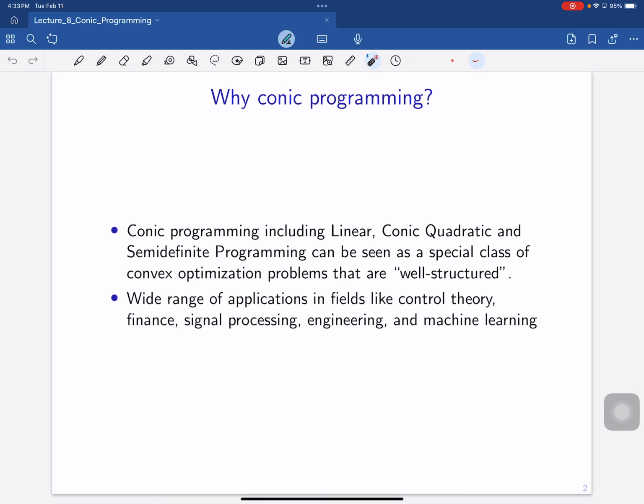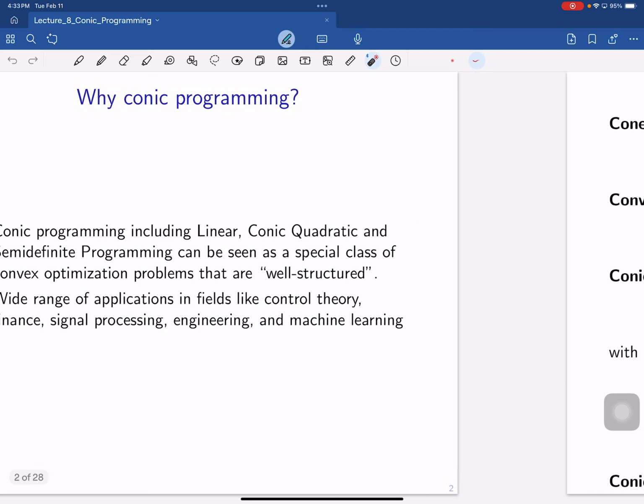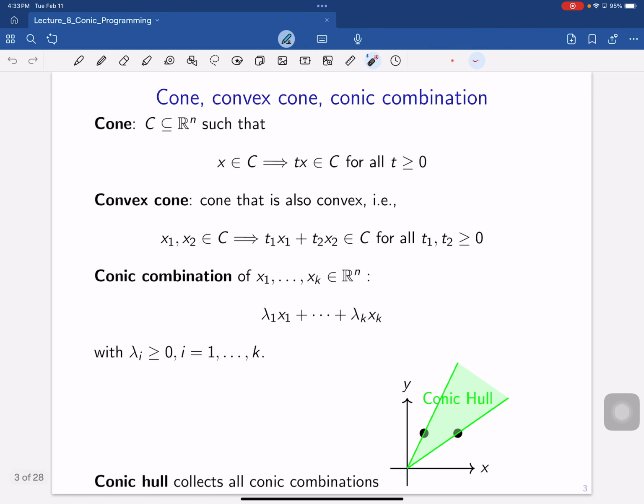Okay, and it has very wide applications, like in control theory, finance, signal processing, and even in some machine learning algorithms, conic programs like semi-definite programming are used. Before we introduce the formulation for a general conic program, let's review some concepts we have discussed before.